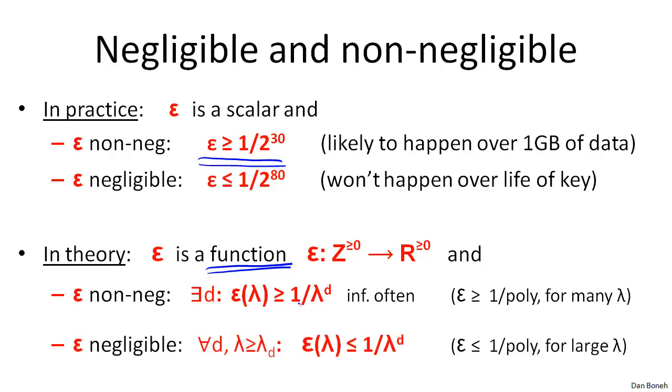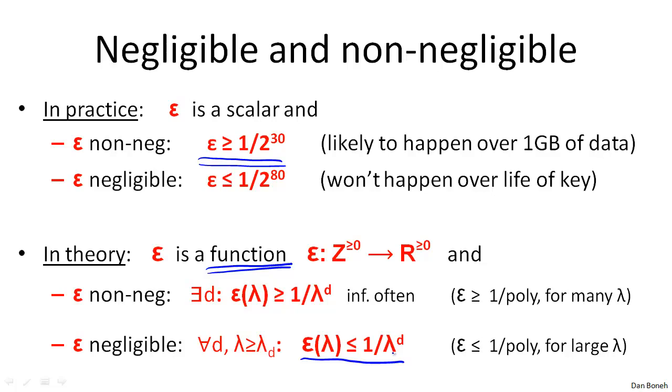However, if something is smaller than all polynomials, then we'll say that it's negligible. So what this says here is basically for any degree polynomial, for all d, there exists some lower bound lambda d such that for all lambda bigger than this lambda d, the function is smaller than 1 over the polynomial. Okay, so all this says is that the function is negligible if it's less than all polynomial fractions. In other words, it's less than 1 over lambda to the d for sufficiently large lambda.